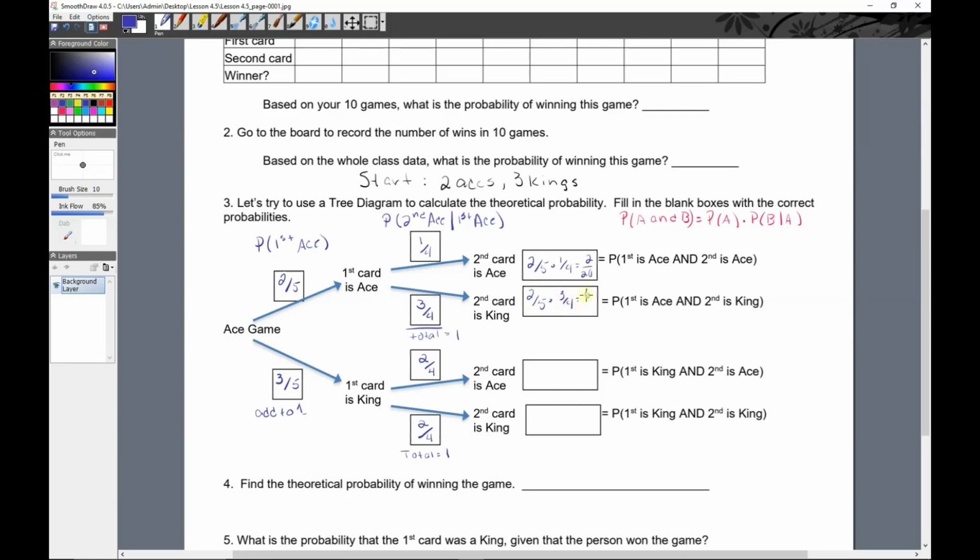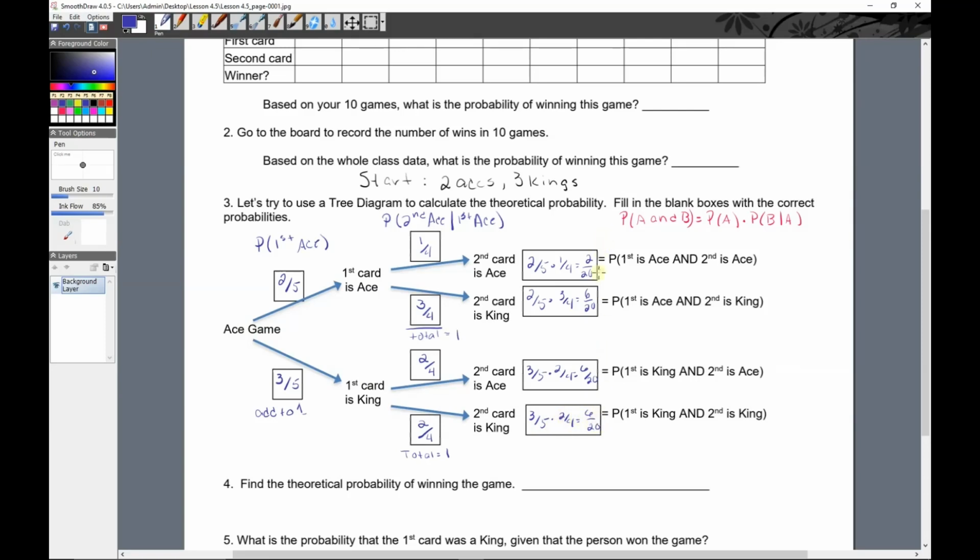And that'll equal 6 out of 20. Following along, let's find the probability the first is a king and the second is an ace, and that follows this branch. So this will be 3/5 times 2/4, and that will be 6 out of 20. And then finally, the first is a king and the second is a king. That's the last branch in the tree. So that'll be 3/5 times 2/4, and again, that'll be 6 out of 20.